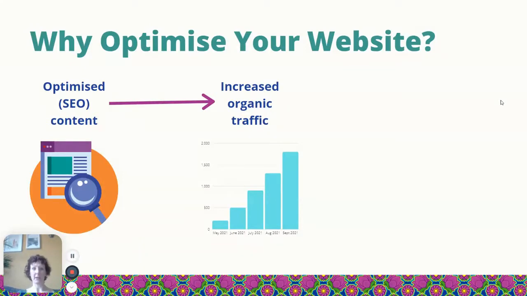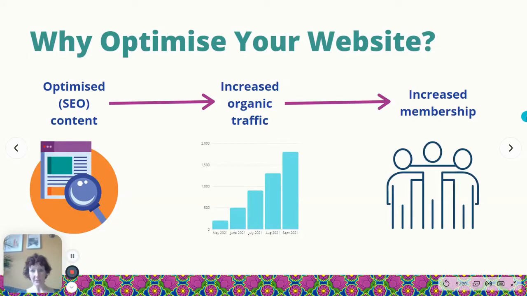So they're typing something like alpine plants or orchids. And then your content, hopefully, is showing up on page 1 and they're clicking on it and they're coming through to your website. So if you create this optimized content, you get more people doing that, basically, more people finding you and clicking through to your website. And why do you want them to do that? Well, ultimately, it will lead to certain benefits like increased membership.